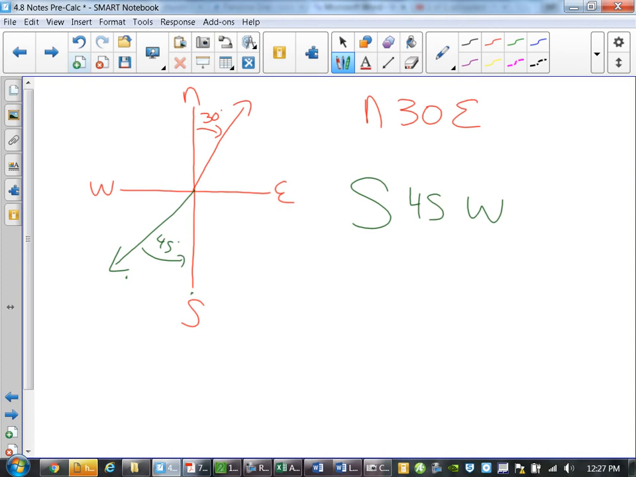It's counterintuitive from what you guys have done in the past, because everything we've ever done before always had reference angles, and reference angles always bounce off the x-axis. These are bouncing off north and south. That's all.